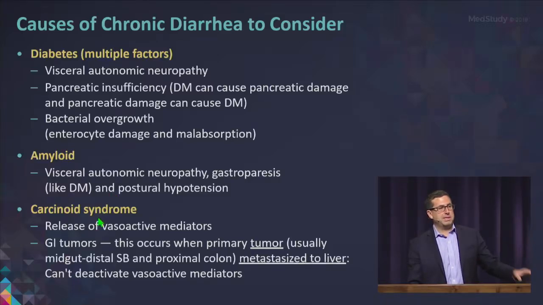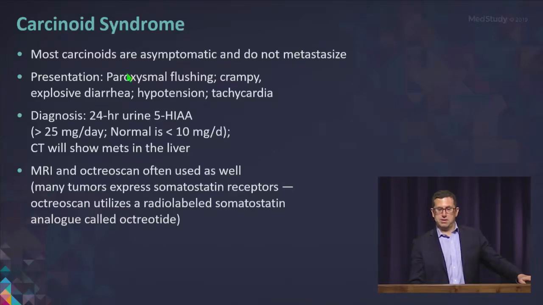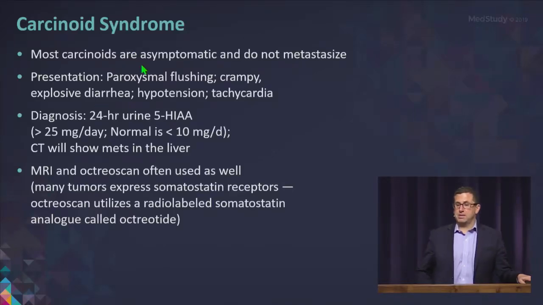Carcinoid syndrome, I talked a little bit about gastrocarcinoids previously. If the carcinoid metastasizes to the liver, it could release vasoactive mediators into the bloodstream, and that could lead to diarrhea and a variety of other symptoms because these vasoactive mediators can't be deactivated. So carcinoid syndrome is associated with diarrhea, again, when the tumor metastasizes to the liver.